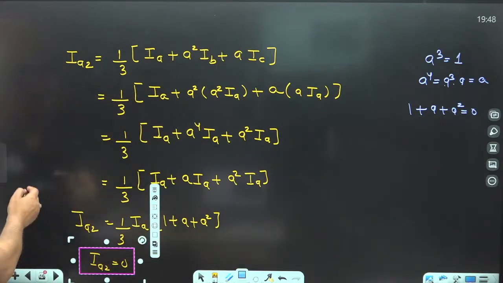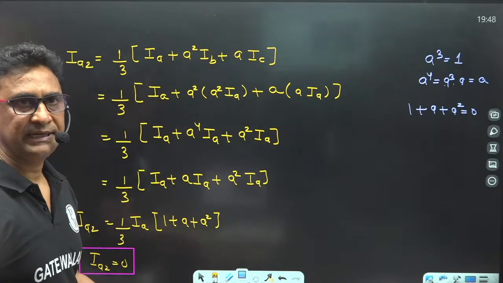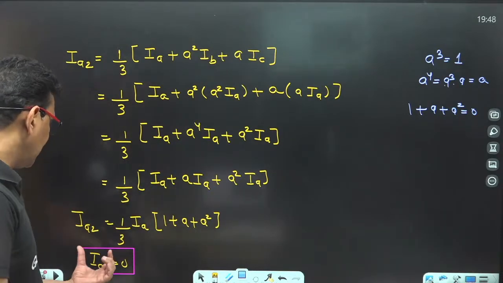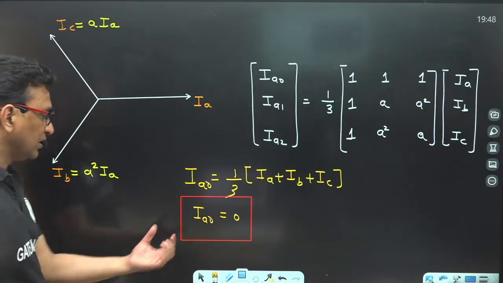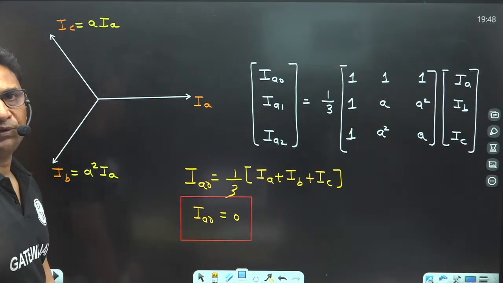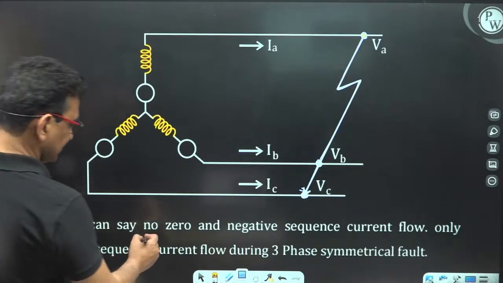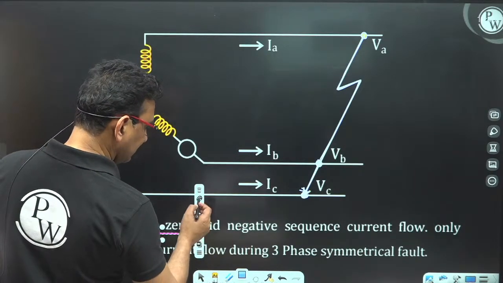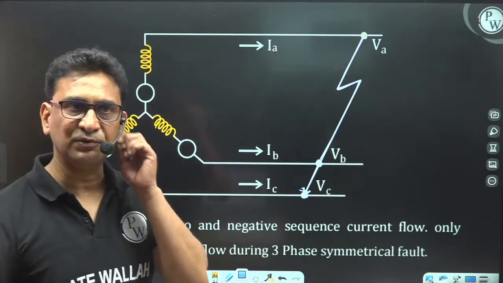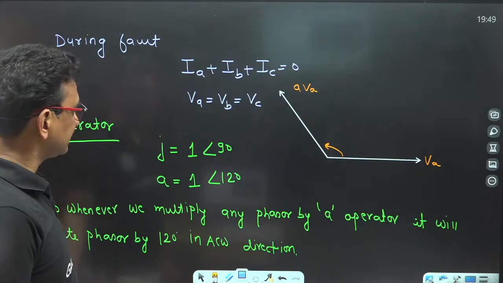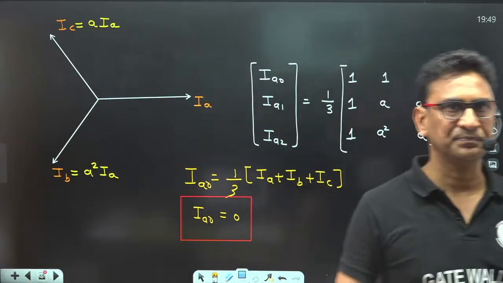So that's why we can conclude that whenever the symmetrical fault takes place in the power system, neither negative sequence current nor zero sequence current flows into the system. So we can say no zero and no negative sequence current flow. That means only positive sequence current will flow. Now what is the value of this positive sequence current? Let's find out IA1.